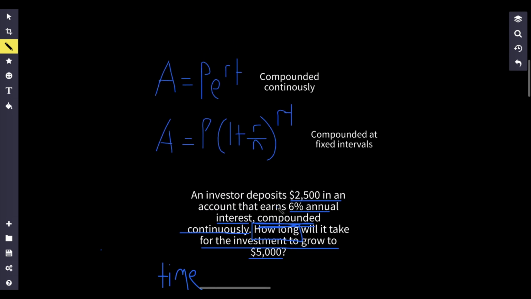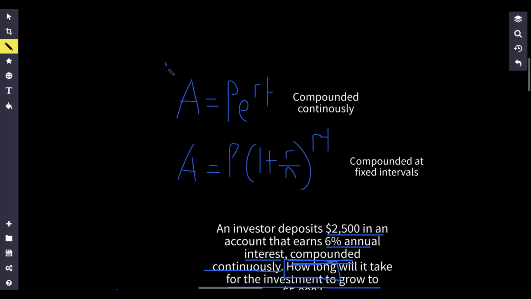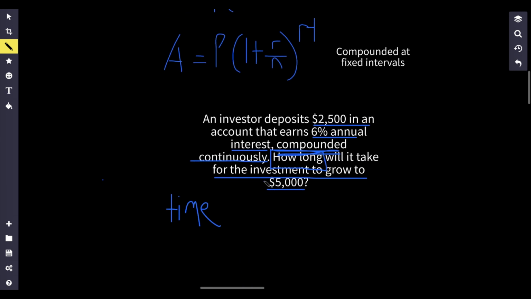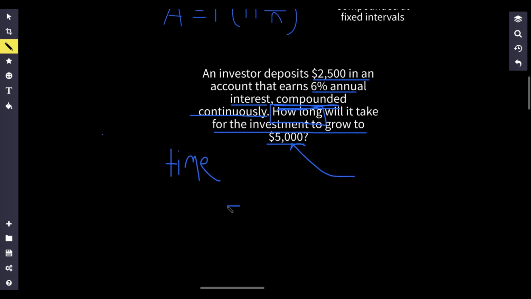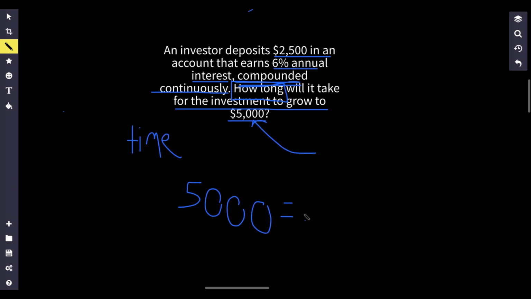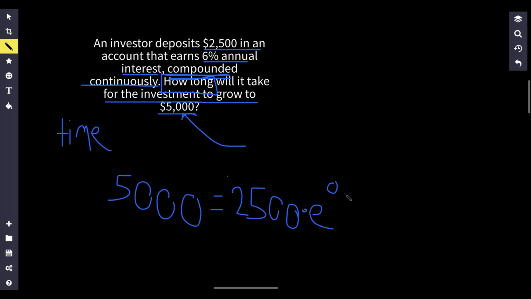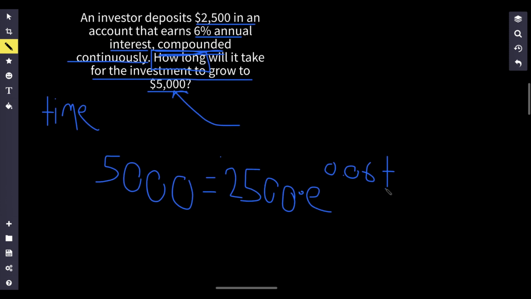So in this case, we know how much money we have in the end, right? We know that our final amount of money we get after the investment is $5,000. That's our final amount. Initial amount is 2,500 times e to the percent, which is 0.06 times t. We don't know what the time period is, right? But we do know what our final amount is. We do know our principal amount, and we do know our annual interest. So how do we solve for t?